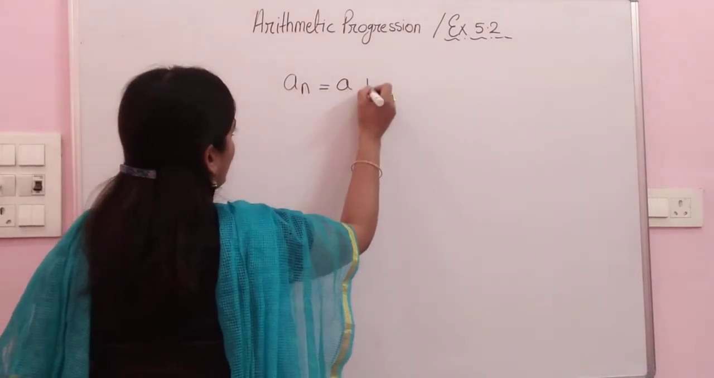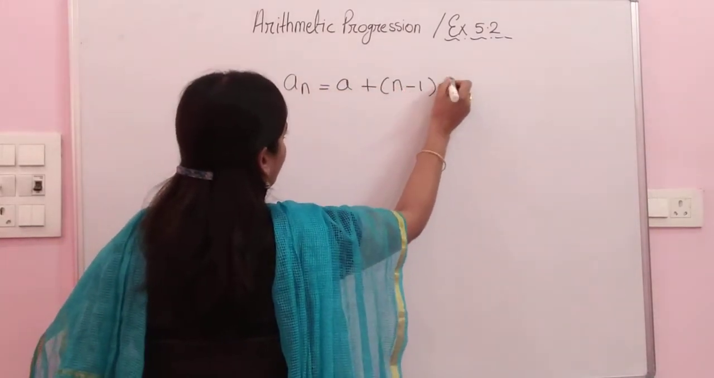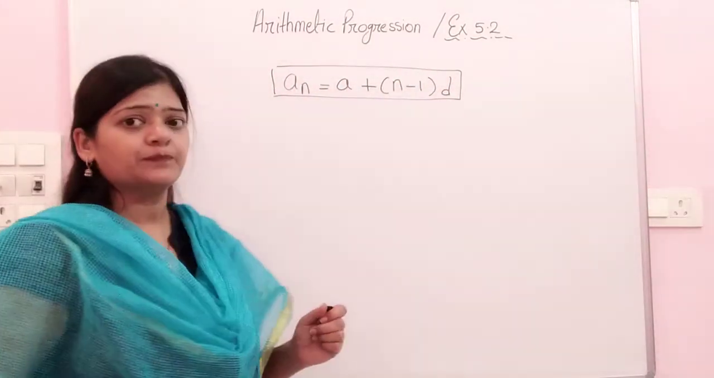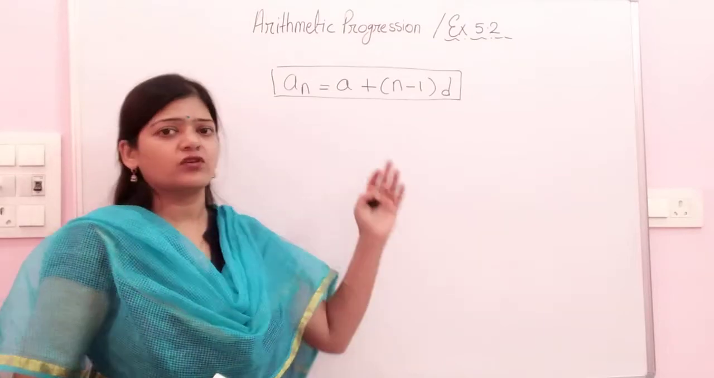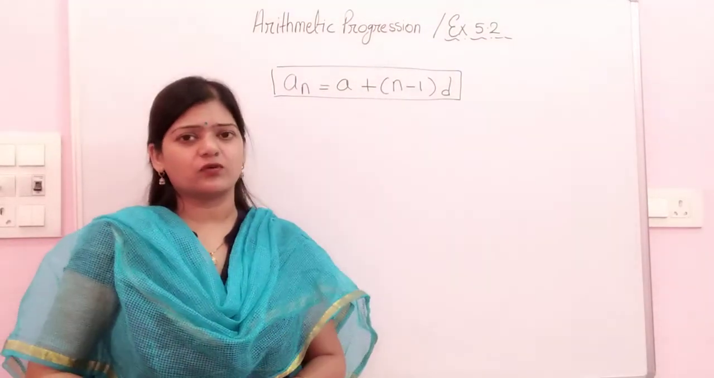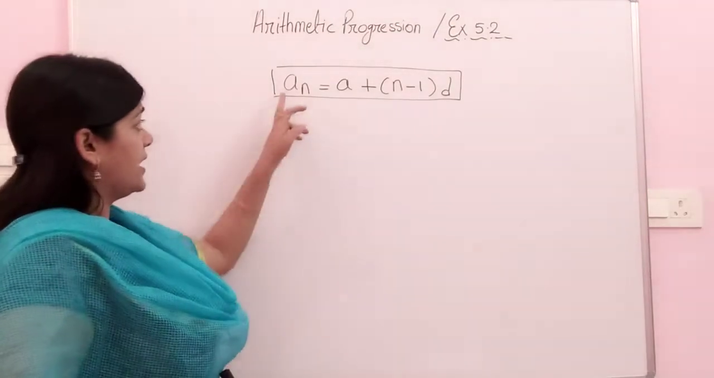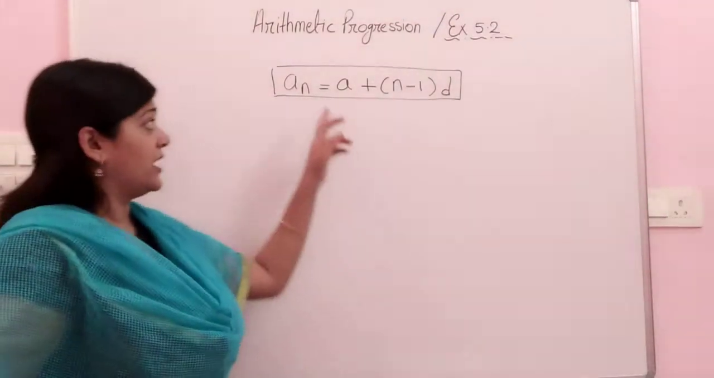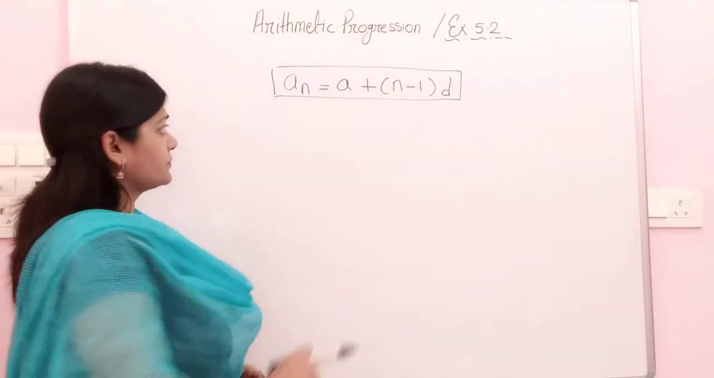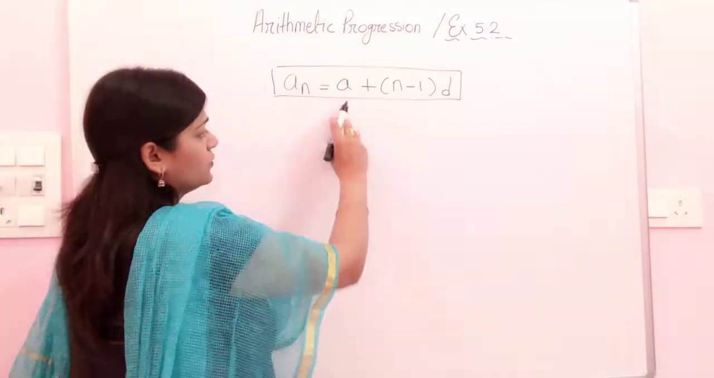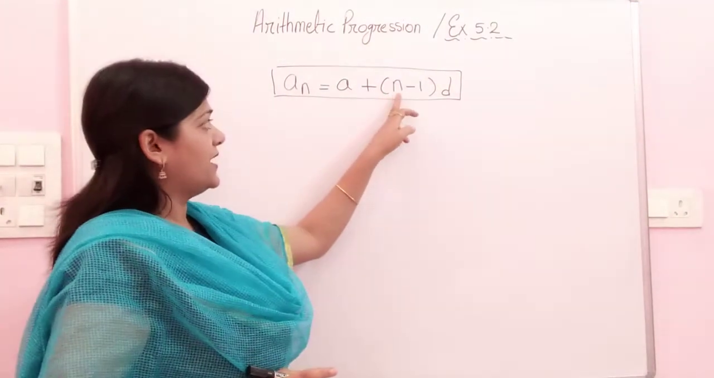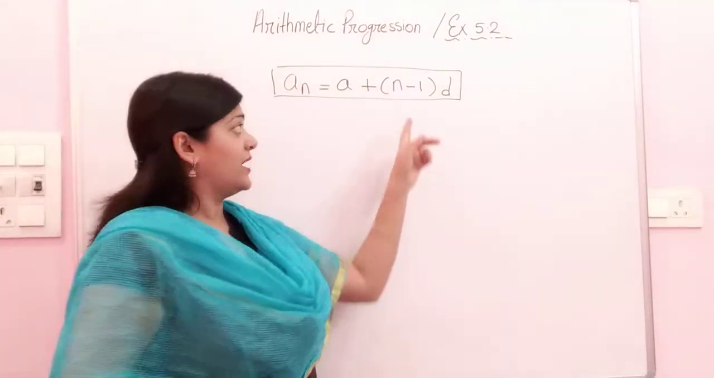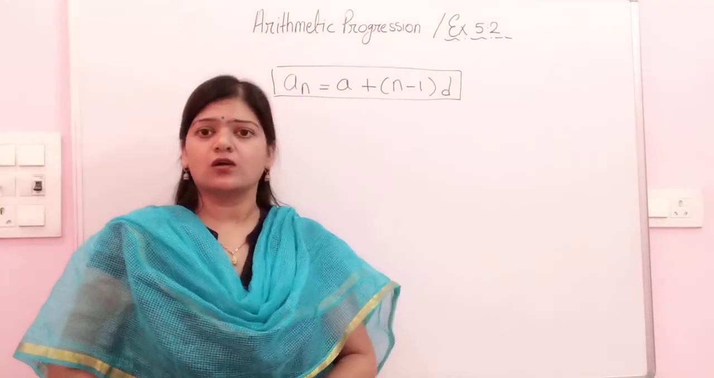AN is equal to A plus N minus 1 D. This is the very first formula of this exercise. In this exercise, you have to use this formula to solve any type of question, so just learn it. AN means the value of the AP at the nth position, A is the first value of your AP, N is the position of this value, AN is the value at the nth position, and D is your common difference.